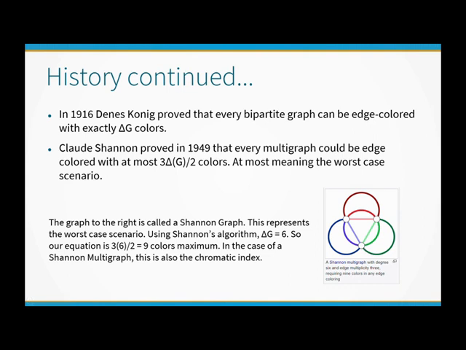So as we can see here, delta G is going to be equal to 6. So our equation is going to be 3 times 6 divided by 2, which is going to equal 9 colors maximum. In this case, since it is going to be the worst case scenario, this is also the correct chromatic index for this graph here.